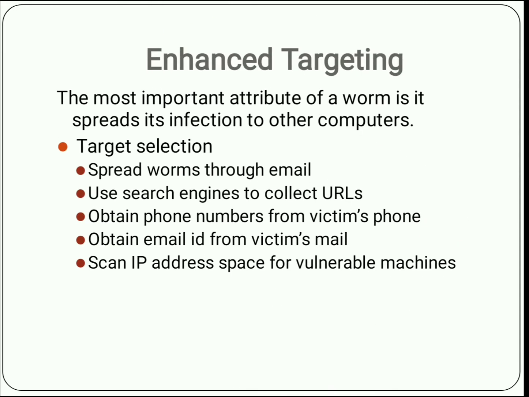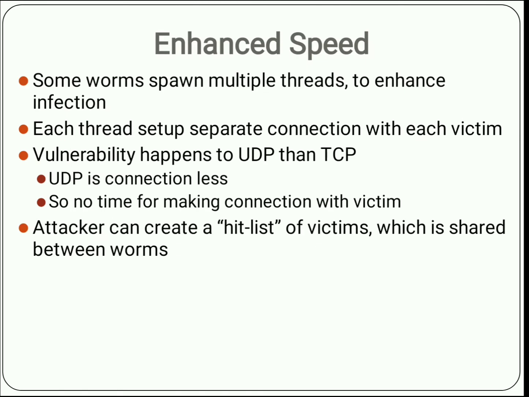So these were the 2 main types of worms: Codred version 1 and Codred version 2. Now the next one is enhanced speed method. Enhanced speed methods means the worm has a very high speed for its replication. So what it does is it can spawn multiple threads to enhance infection.